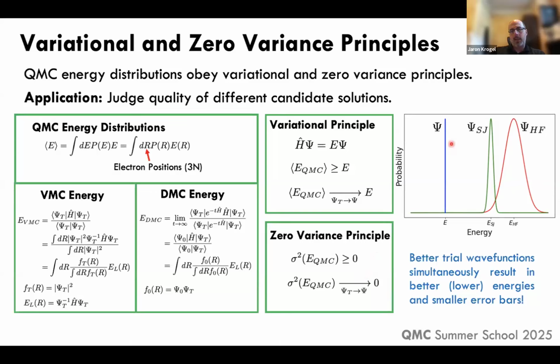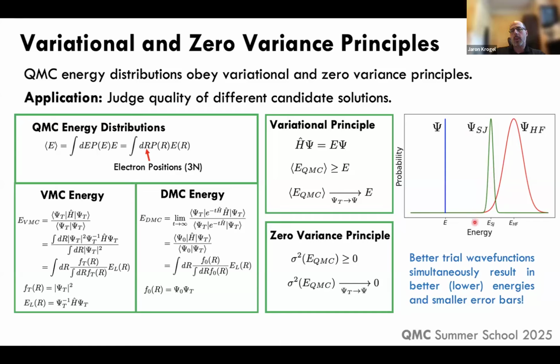So if you have the exact wave function as your trial, you're going to get an energy distribution of zero width, centered right at that exact energy. If you use a trial wave function, for example, from Hartree-Fock, it will be centered in VMC at the Hartree-Fock energy, and it will have this fairly wide width. If you use a better wave function, like a Slater-Jastrow form, the energy will reduce, and you'll also have a narrower width to the energy distribution.